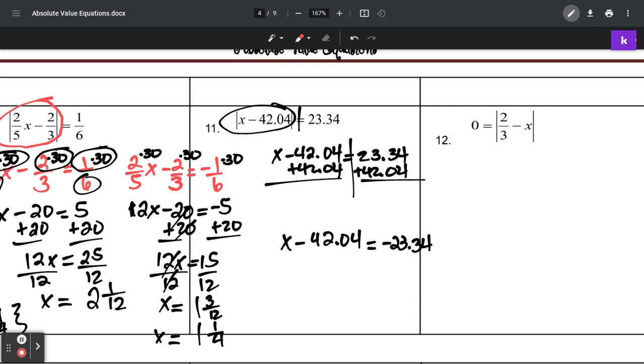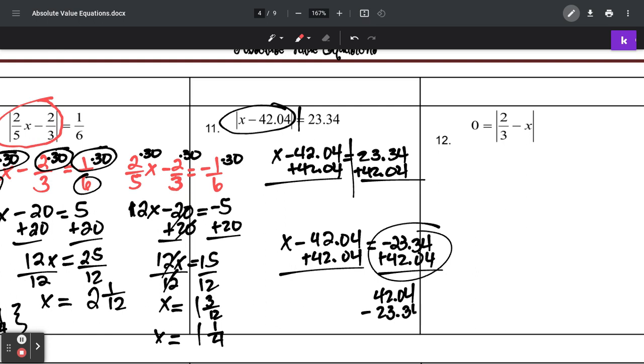I'm not going to solve it. I hope everybody knows how to add and subtract decimals. They must be lined up. But down here, when you subtract, you've got to go back and put the 42 and 400s on top because 23 is a smaller decimal, okay?